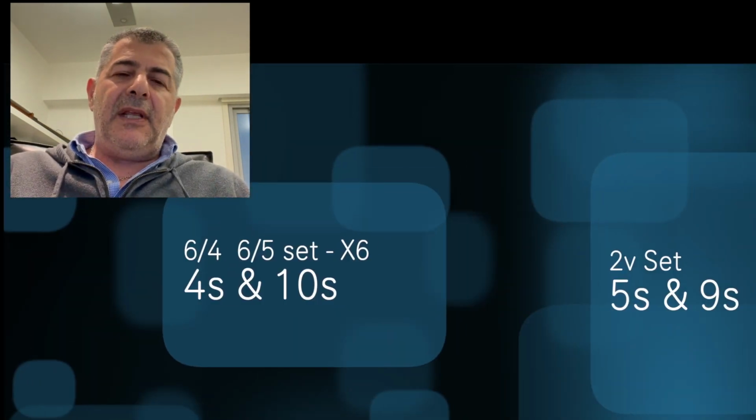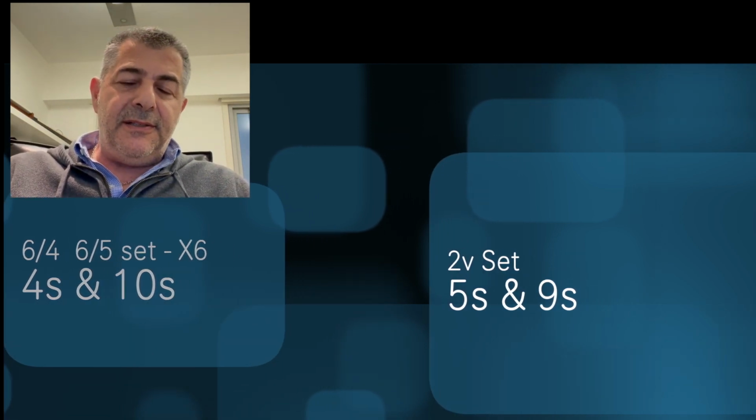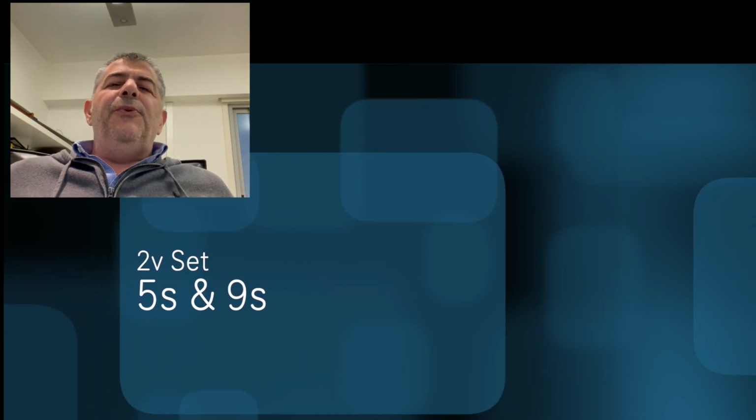If you're using cross sixes set, let's say a 6-4-6-5 set, and you're hitting 4s and 10s, switching to a 2 V set, like a 2-3-2-1 again, will yield the 5s and 9s that you're after, and vice versa.